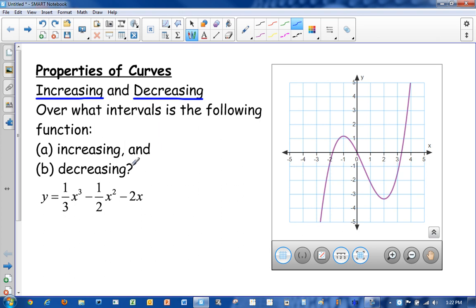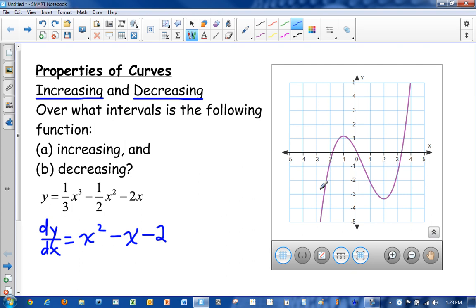Well, that all relates back to the derivative. So if I take the derivative of this, I'm going to call it dy dx. You can call it y prime, or you can call it f prime of x, whatever you want to do. But we do it the same way that we've always done it. The derivative of 1/3 x cubed is going to be x squared. The derivative of -1/2 x squared is just going to be x. And then the derivative of -2x is just going to be -2. All right, so that's the derivative, and sometimes it's positive, and sometimes it's negative, and sometimes it's 0.